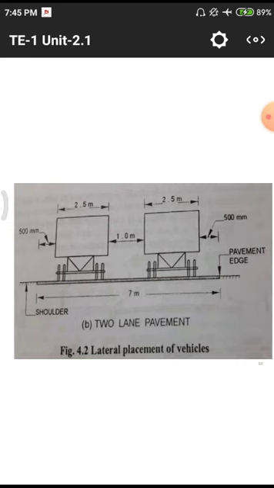That means 3.5 into 2 gives 7 meters, and the distance between two adjacent vehicles is 1 meter, and the normal vehicle width is 2.5 meters, 2.5 meters. That means 5 meters, 6 meters, 6.5, 7. This is the typical diagram showing a two-lane paved road. By seeing this, you have a better understanding of what a single lane road is, what the width of a single lane road is, and a double lane road, and how vehicles move using these side distances and middle distances.